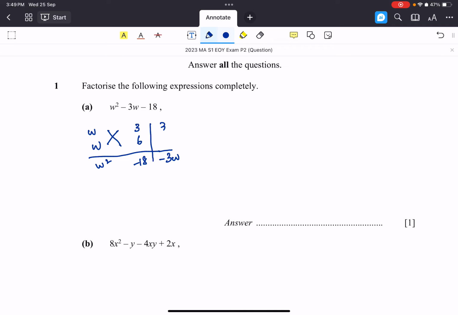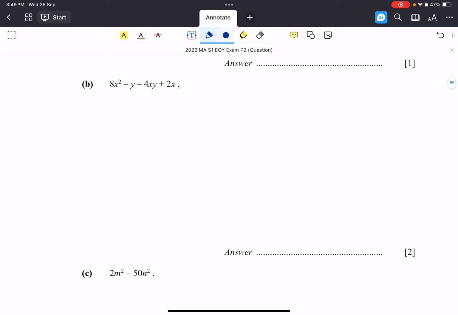Right? So we cross this. This is negative 3w. I mean 3w here. This is 6w. And because we want to get negative 3w, we know that the 6 will be negative and the 3 will be positive so that they match up. Right? So therefore, this one will give us w plus 3, sorry, w minus 6. There we go.